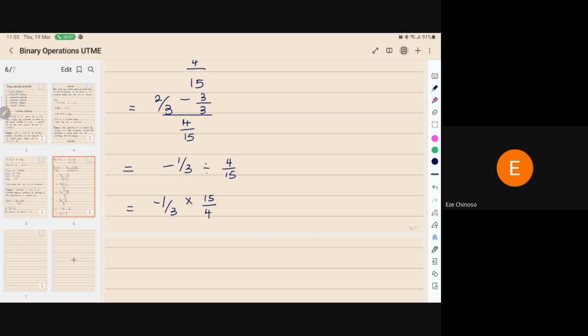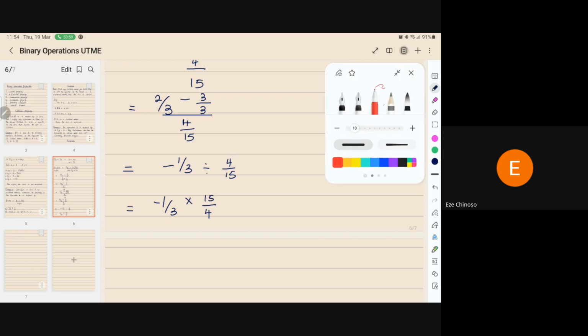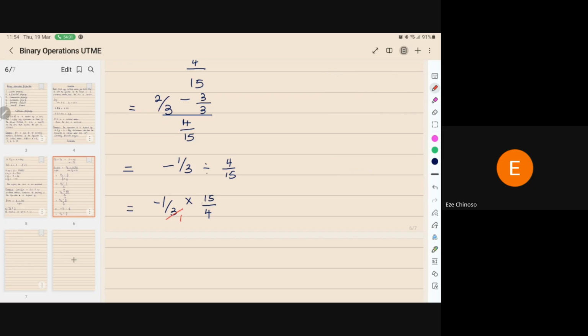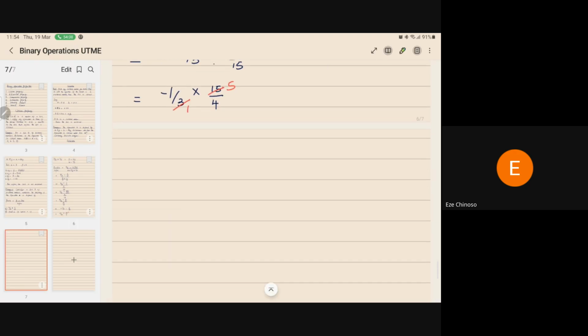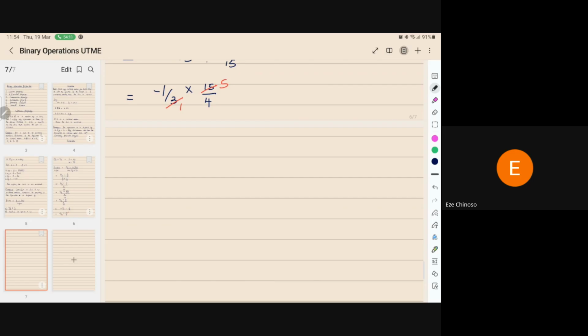So that said, 3 can cancel here, 3 can go here to give us 5. So after that simplification, the function 2/3 asterisk 1/5 will be equal to -5 all over 4. So this would be our answer.